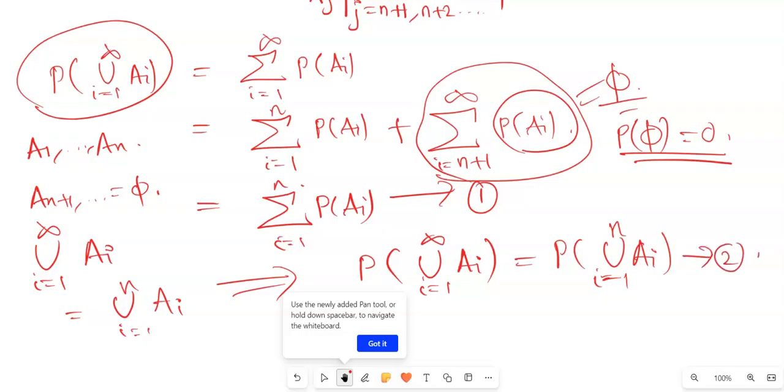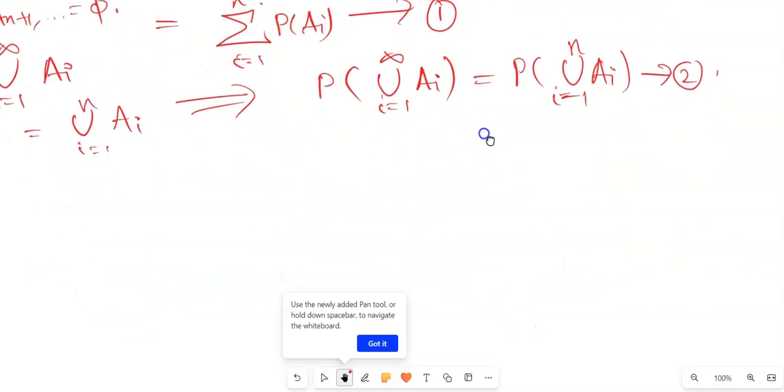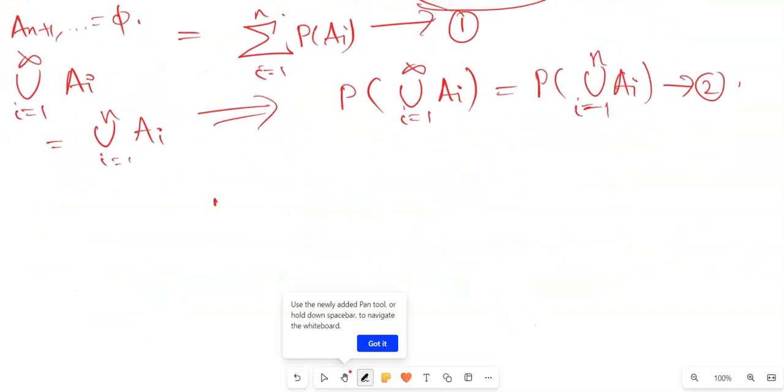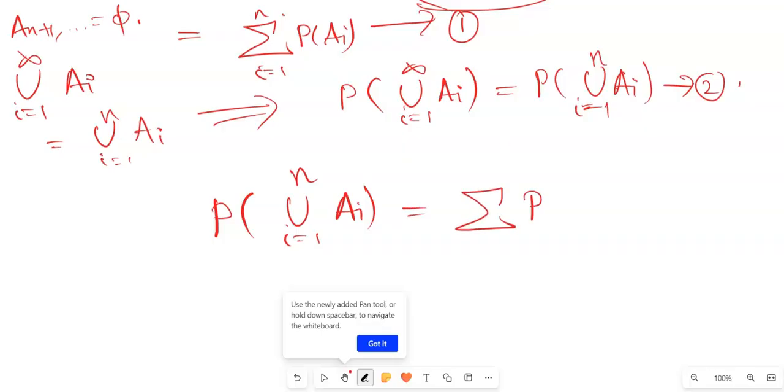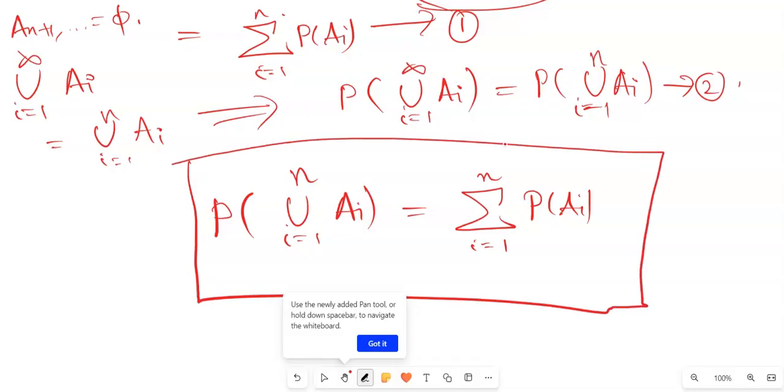So based on equations 1 and 2, we can come to the conclusion that P of union i is equal to 1 to n of Ai is nothing but the summation of all the P of Ai ranging from i is equal to 1 to n. This is for finite additivity. The previous was the countable additivity, this was the finite additivity.